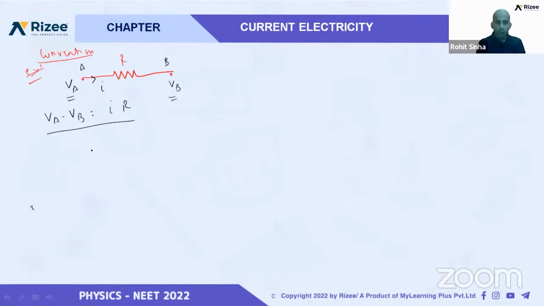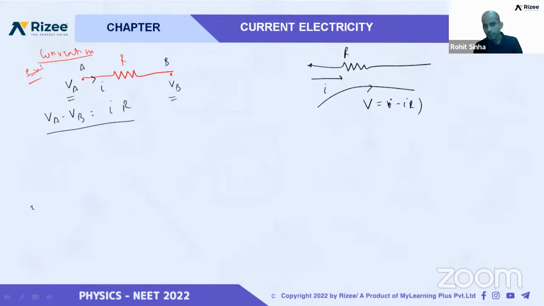So we find the potential drop by using this formula. Now, what convention will we use? Whenever in a circuit current is flowing in this direction and we are moving in this direction, we will take the potential difference as minus IR. This convention we will use. You can use the opposite convention also, no problem. I am showing you one convention, and I will use it when solving any question.